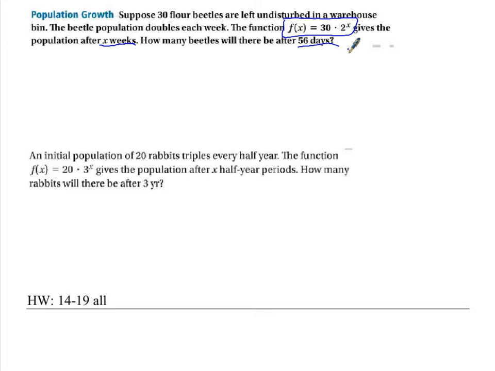8? How do you know? Because there's 6 days in a week? There's 7 days in a week. So if there's 7 days in a week, then how many weeks does it take to get to 56 days? Probably got to do 56 divided by 7, right? What is that? 8? 8 weeks.